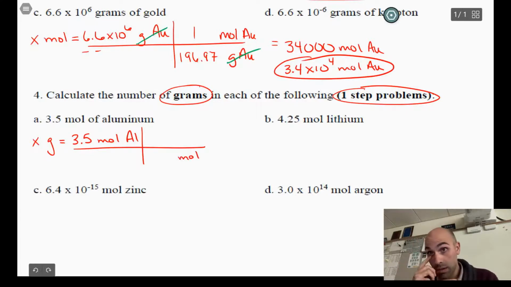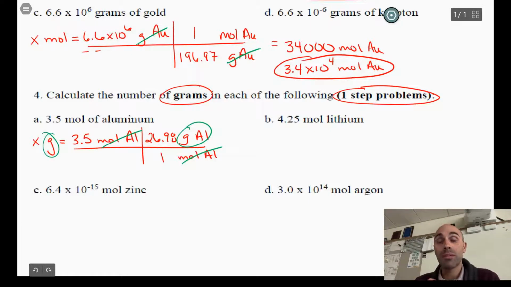From here, again, this is the molar mass. Grams and moles, that's molar mass. That's found on the what? The periodic table, you're correct. 26.98 grams for every 1 mole. Moles cancel. We wanted grams. We got grams. All we do now is multiply out 3.5 times 26.98.